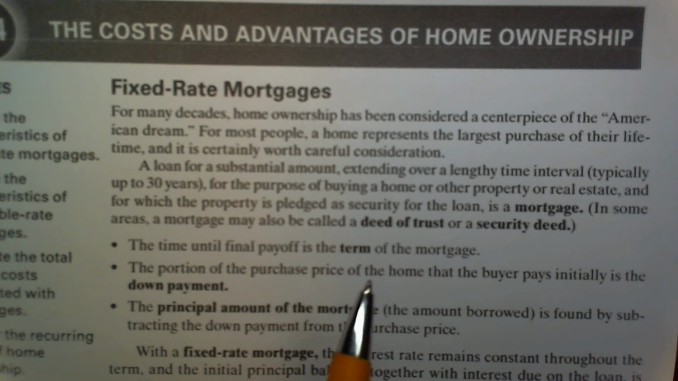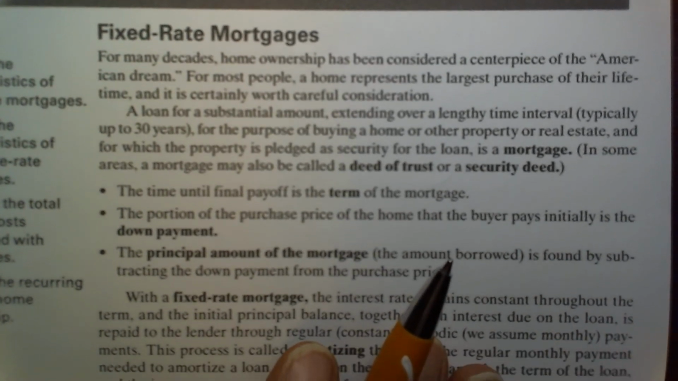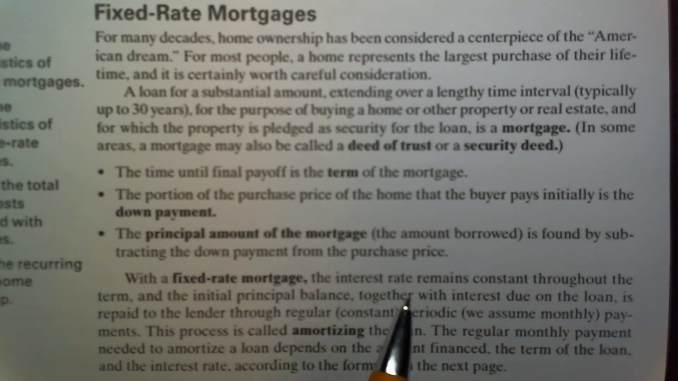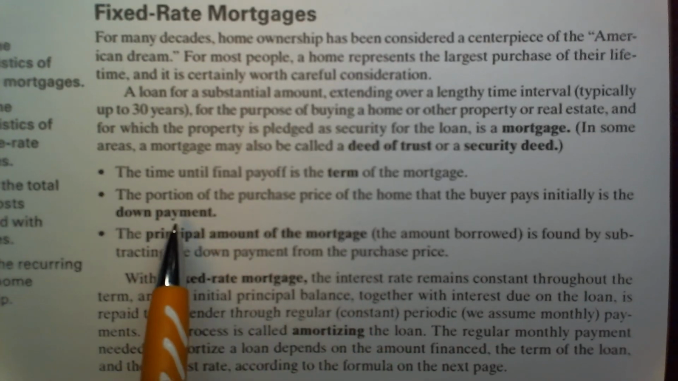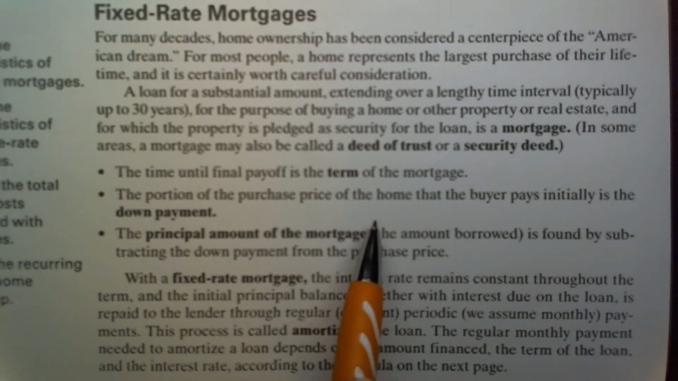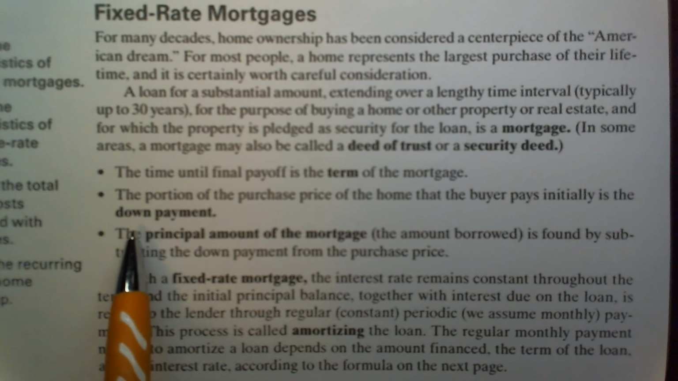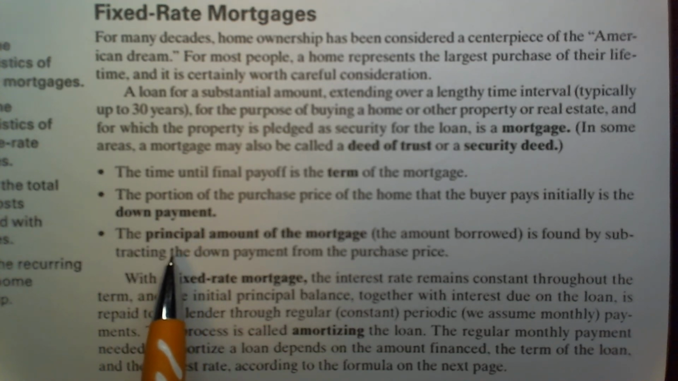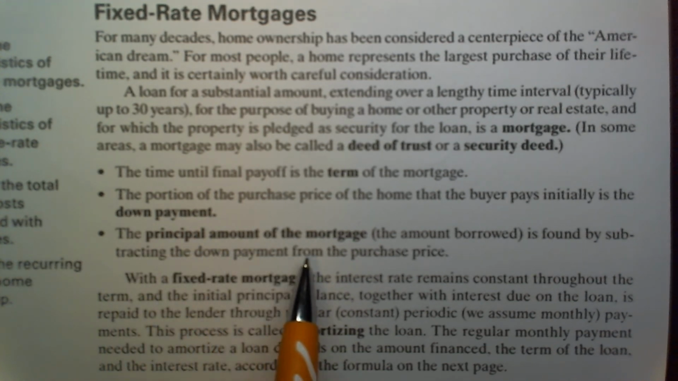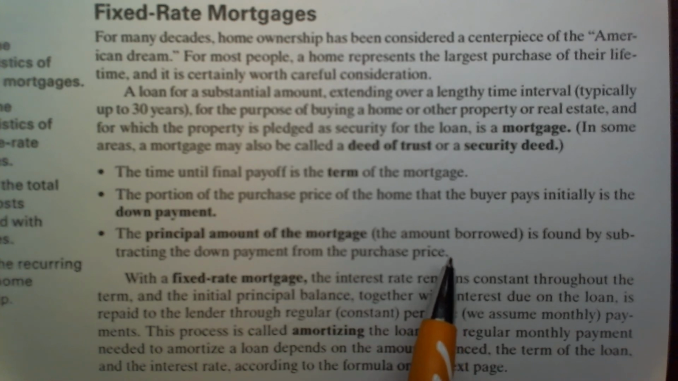Some more definitions here. The time until the final payoff is the term of the mortgage, and the portion of the purchase price of the home that the buyer pays up front is called the down payment, and the principal amount of the mortgage, the amount borrowed, is found by subtracting the down payment from the purchase price.